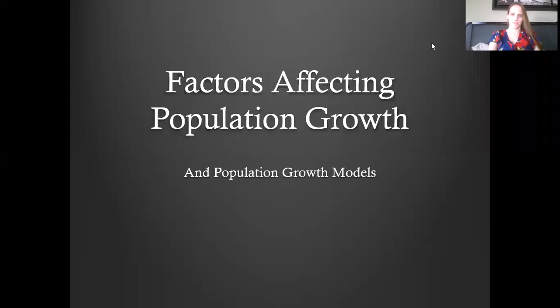Hey guys, today's lesson is going to be about different factors that affect how populations will grow over time, and we're going to be looking at some of their growth curves. So like I said, we're going to be going over the factors that affect population growth and looking at some of the growth models or the growth curves.